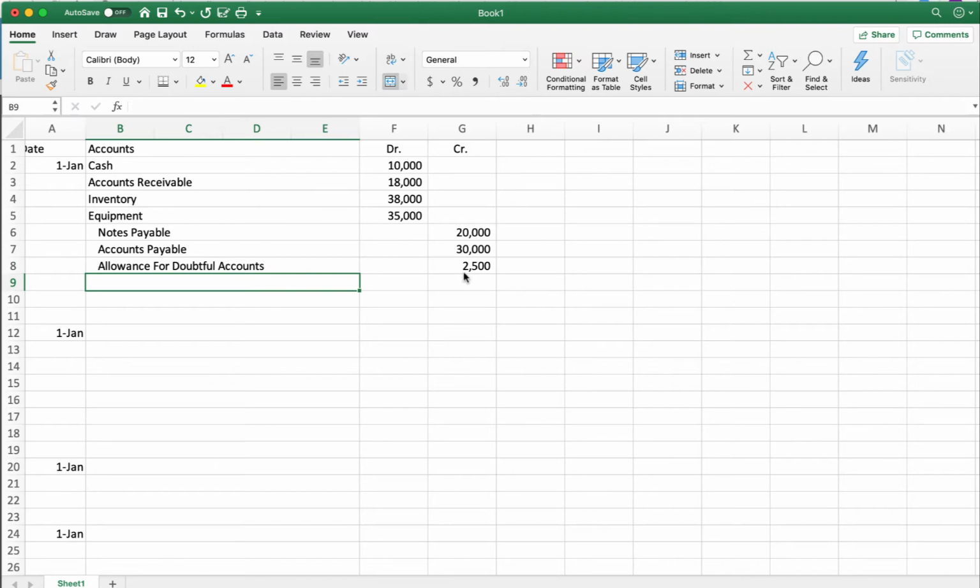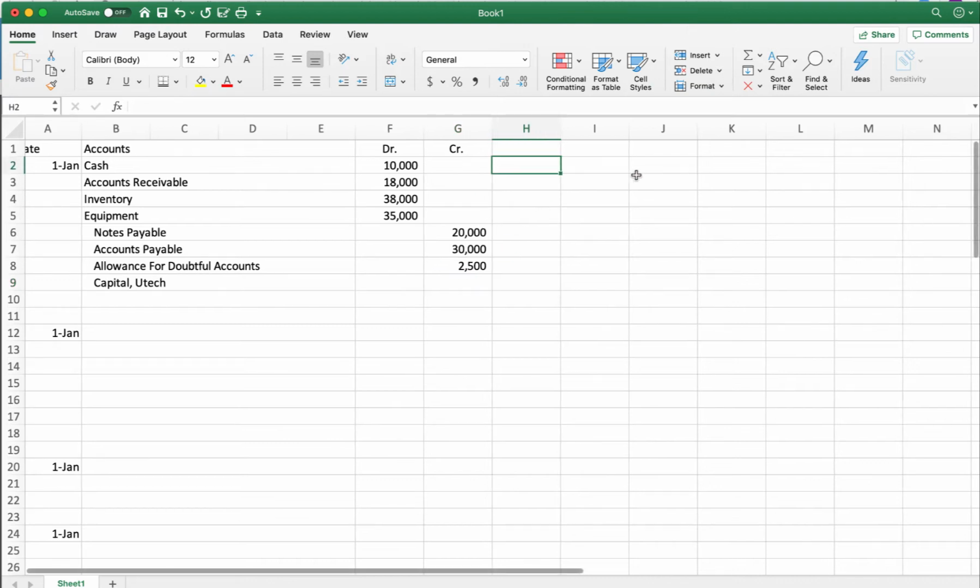Okay. So now I need to figure out what is the value of the capital account for UTEC. Well, how do I do that? Well, it's easy. Think back to accounting 1. And what's the accounting equation? Assets have to equal the liabilities plus the owner's equity. We could reframe that and say, well, the accounting equation could also be owner's equity equals assets minus liabilities.